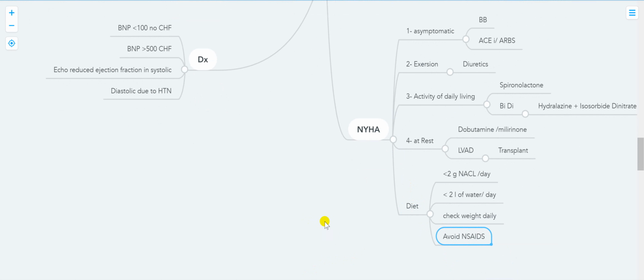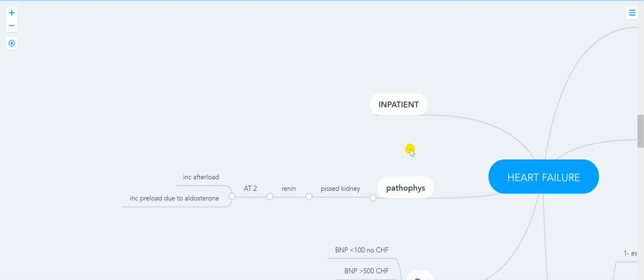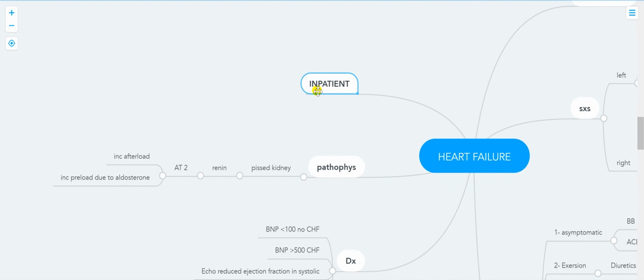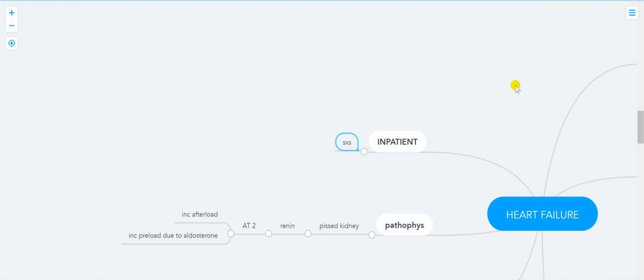Okay, so that's basically the summary of management of heart failure in the clinic, outpatient. But inpatient is going to be different. In addition to all of the symptoms that we mentioned in outpatient heart failure, which are dyspnea, paroxysmal nocturnal dyspnea, orthopnea, crackles, Kerley lines, effusion, they have additional symptoms in the history. What do you think you're going to find? Fatigue, tiredness, sleepiness, somnolence, altered mental status.